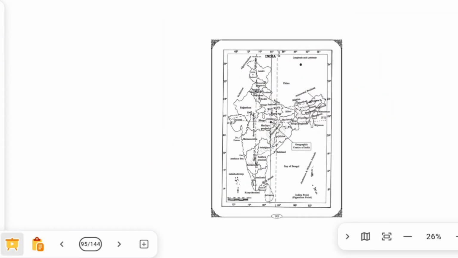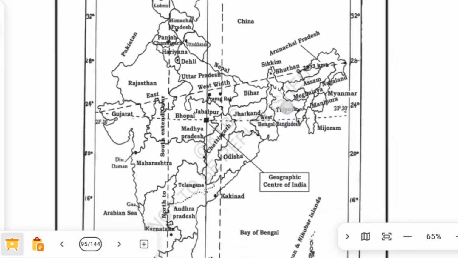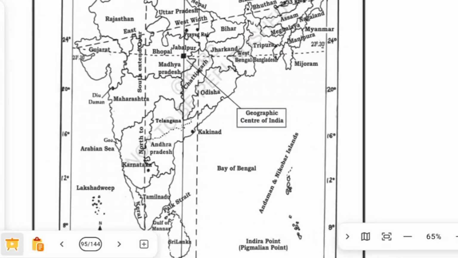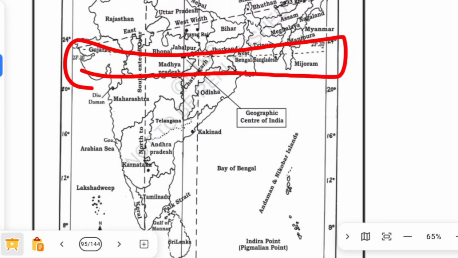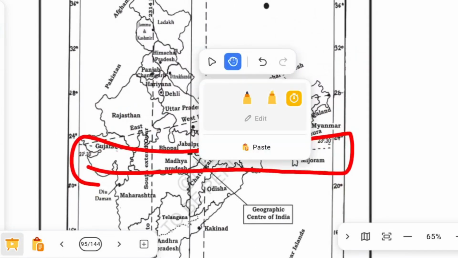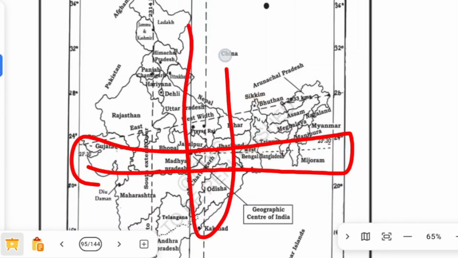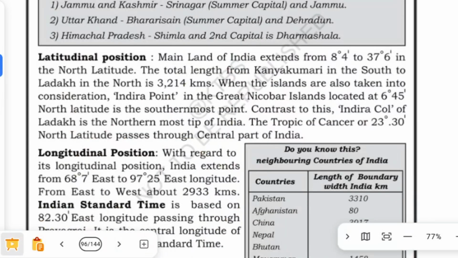Other than that, you can see longitude and latitude. In the upcoming lines, you will come to know how many states and how many union territories there are. These lines are very important, including the 23.5 degree line. I'll explain it.